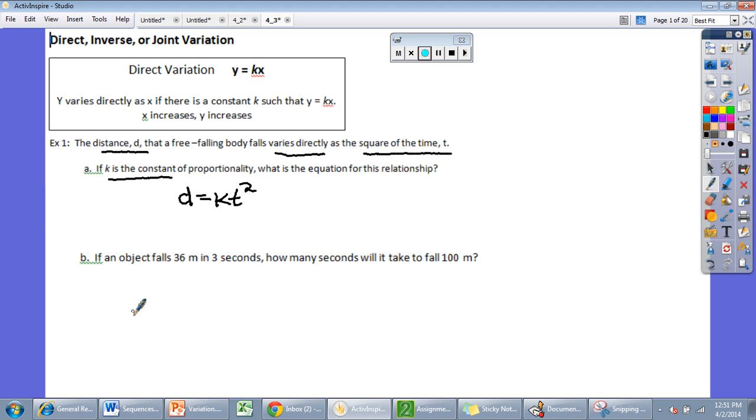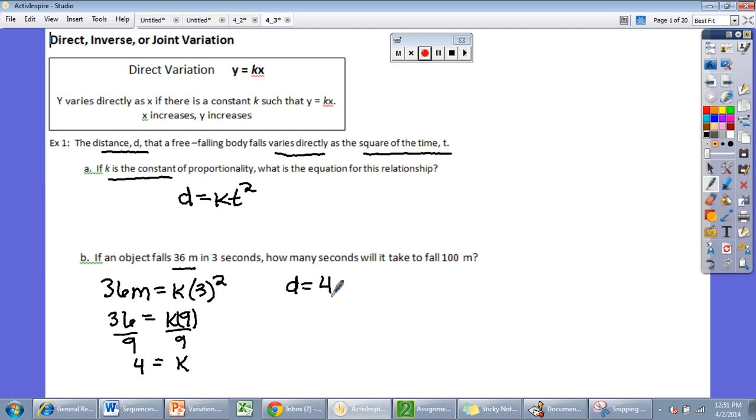Part B of this says the object falls 36 meters. So 36 meters is our distance in 3 seconds. So that means 3 is our time. So 36 equals k times 9, or 9 times k. We're going to solve for k, so we're going to divide both sides by 9. So that gives us k is equal to 4. So that helps us out because now we know what our constant is equal to.